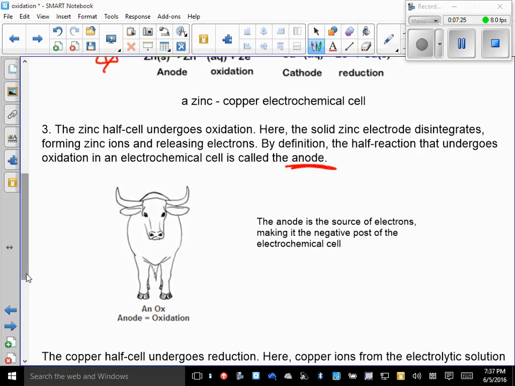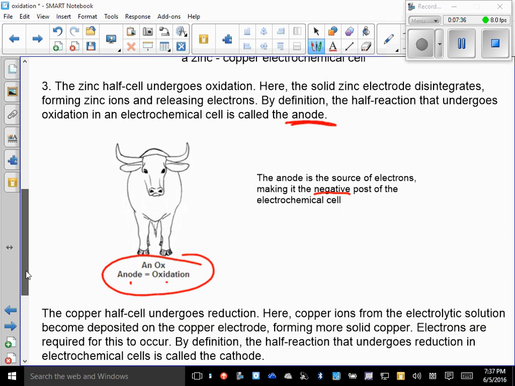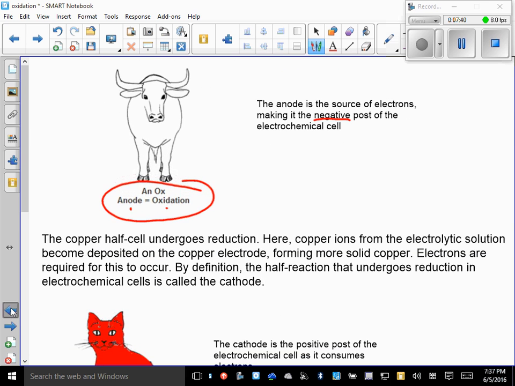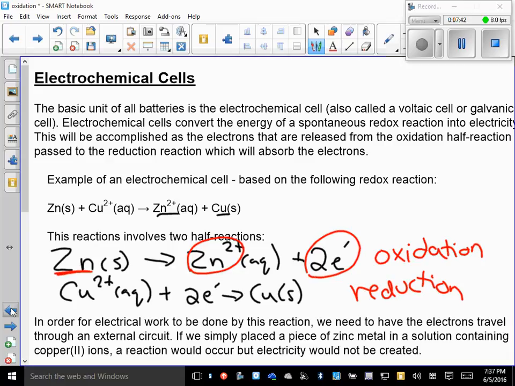The anode is a source of the electrons, making it a negative post of the electrochemical cell. So we're going to remember this by being anox. The anode is where oxidation occurs. Okay, the copper undergoes reduction. We saw that in the half reaction for copper. Copper is being reduced. We're gaining electrons.